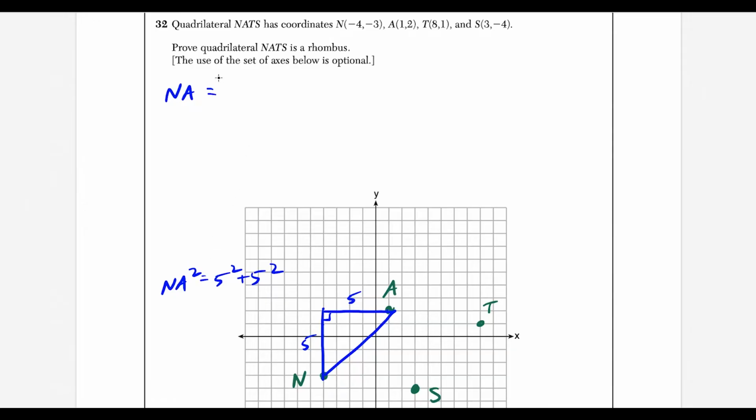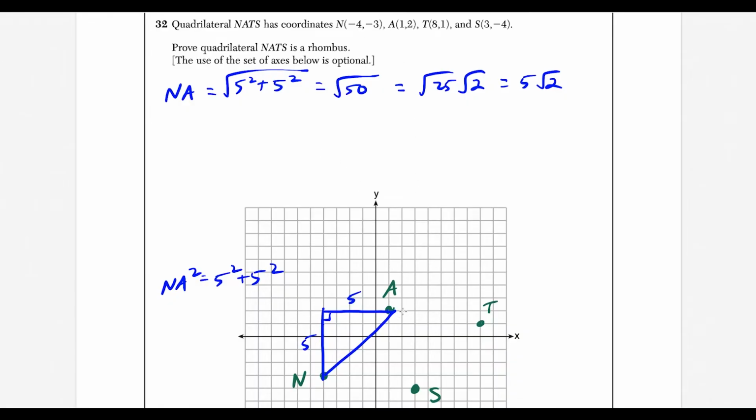So that means that NA is equal to the square root of 5 squared plus 5 squared, and this is equal to the square root of 50. And I'm pretty sure we don't have to simplify this, but just in case, if you want to make sure you don't lose any annoying points, call this radical 25 times radical 2, and radical 50 simplifies to 5 square root of 2. And now we could just go ahead and do this for the other ones here.